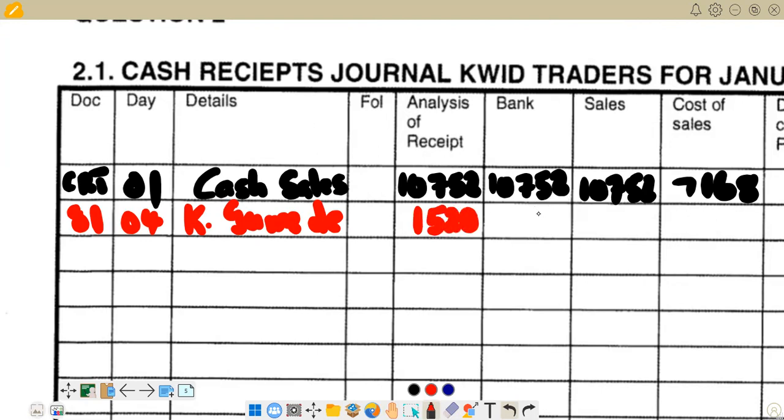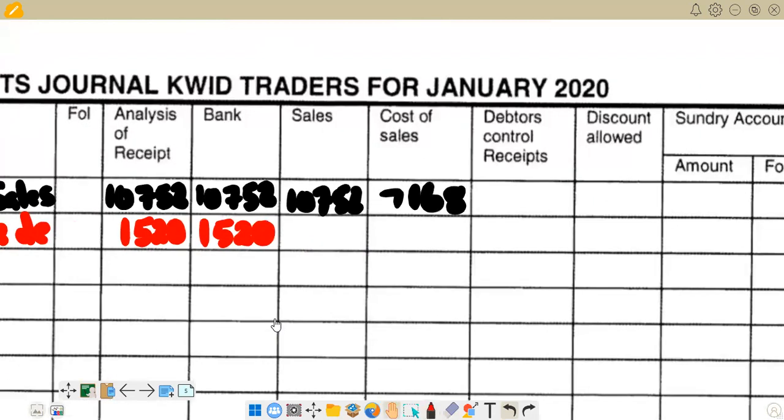And then bank, we also remember when we receive this money, it's going to be deposited in the bank. So we put bank here 1,520. And then this 1,520, this is a debtor. We are paying a debtor. So on debtors' control receipts, also we are going to put the same figure, 1,520. So we can go there. Now we are on debtors' control. The same figure, 1,520.